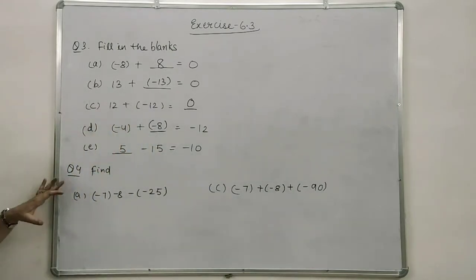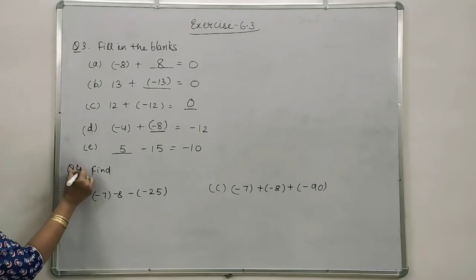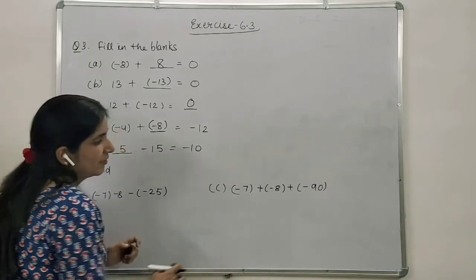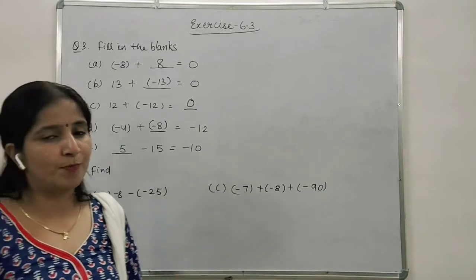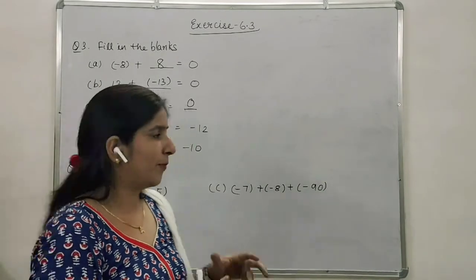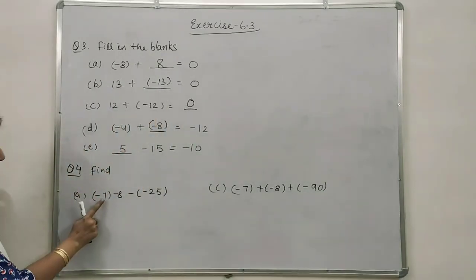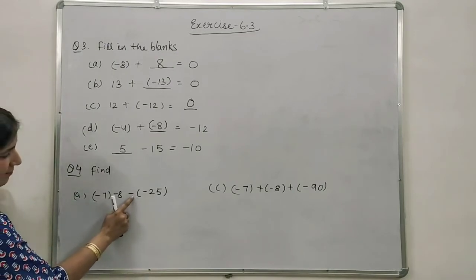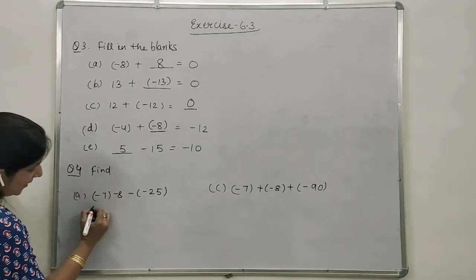Now, question number 4, we need to find the answer using the signs given here. Four parts are given. I am telling you two parts, and the other two parts are for your practice. Now, minus 7, minus 8, minus 25. Now I am starting to solve it.